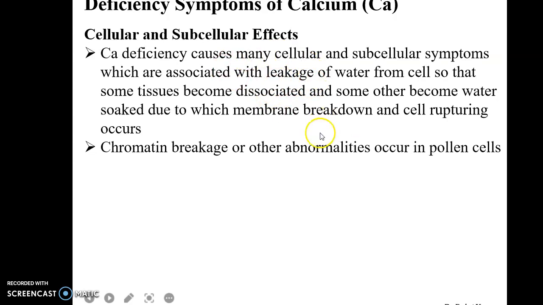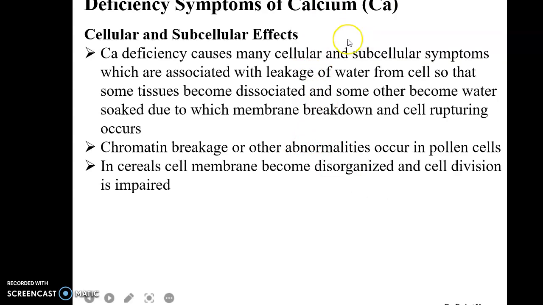Chromatin breakage or other abnormalities also occur in the pollen cells in the absence of calcium. In cereals, cell membrane becomes disorganized and cell division is impaired.